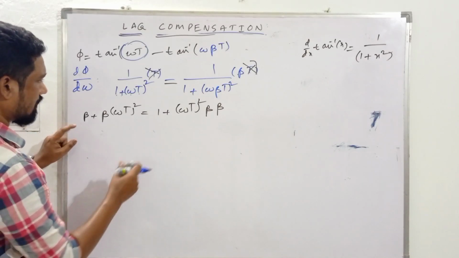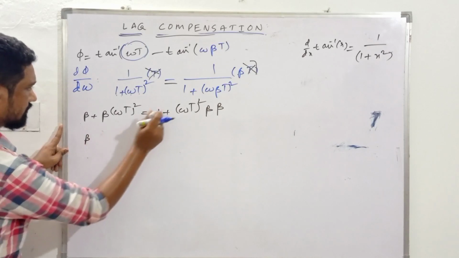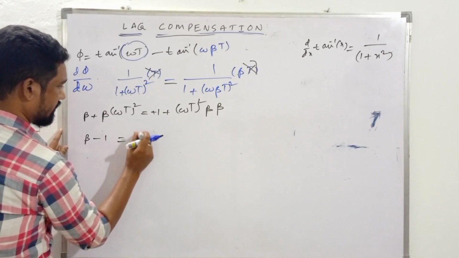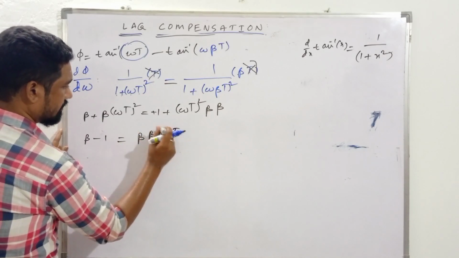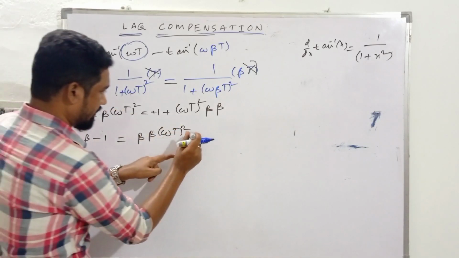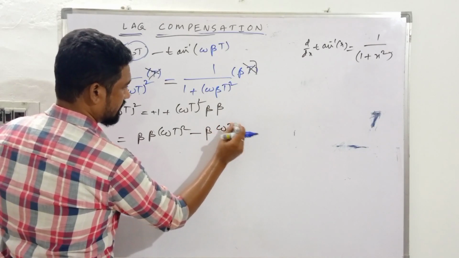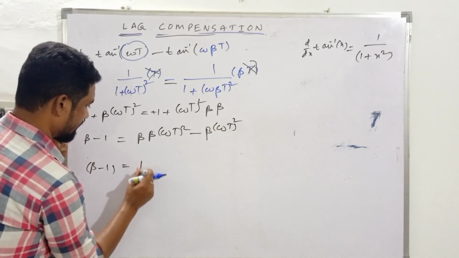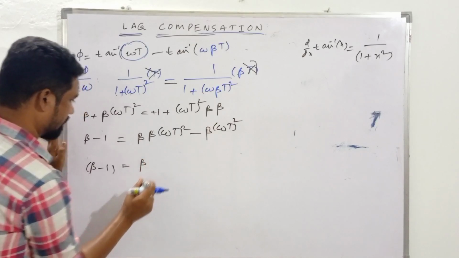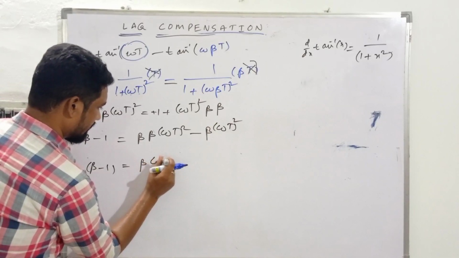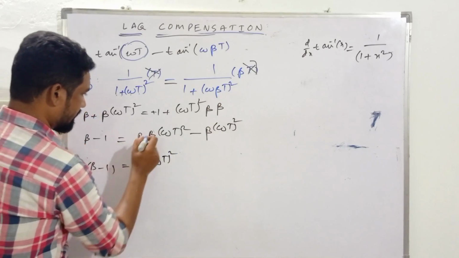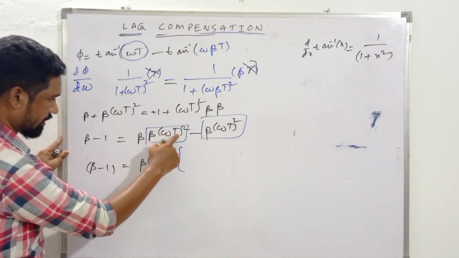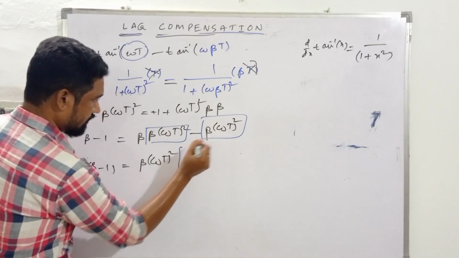So let this be beta, this one it's positive, this side it will be negative, minus 1, which is equal to beta omega t whole square, and this is positive, going that side it will be negative, beta omega t whole square. So beta minus 1 will be equal to beta into omega t whole square from this term and even this one. So what will be left over? Beta omega t whole square has come out. So what will be left over? Beta, and this has come out, so minus 1.